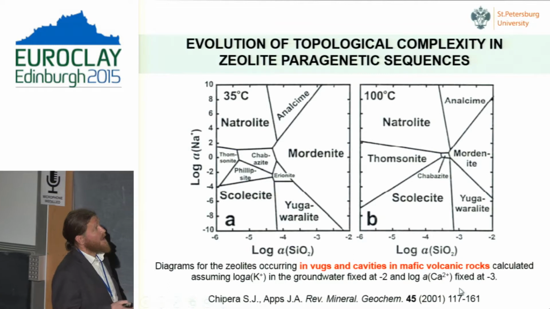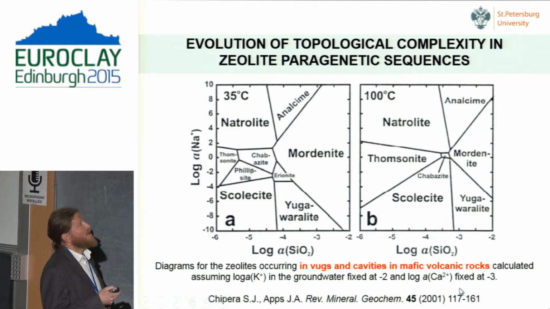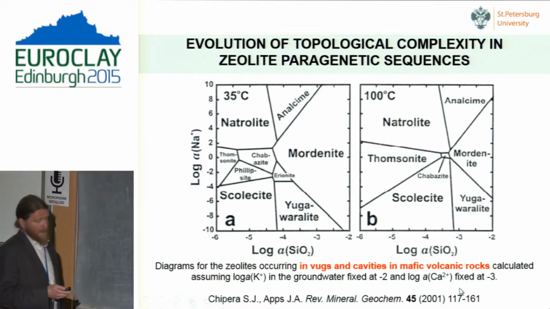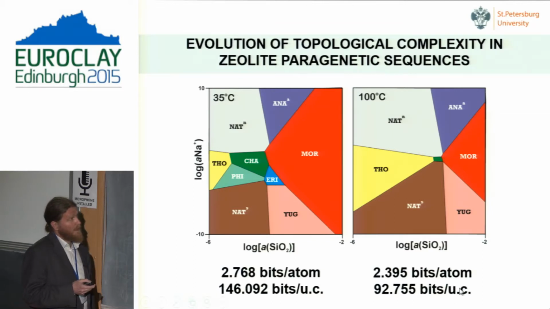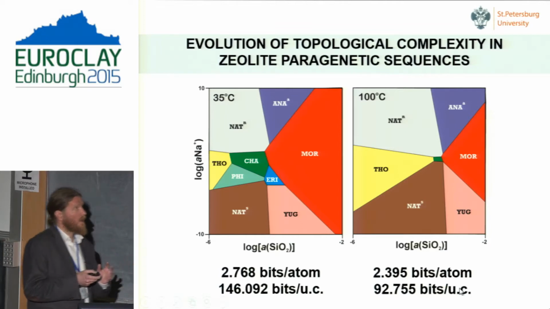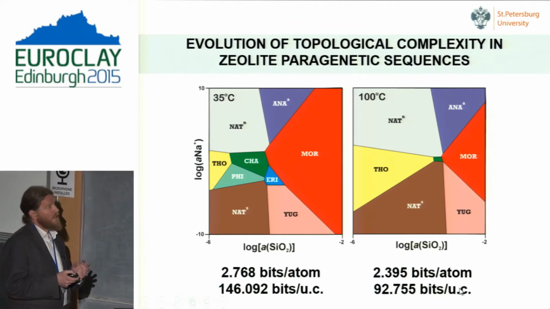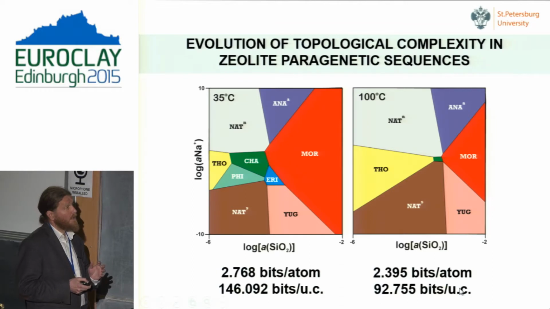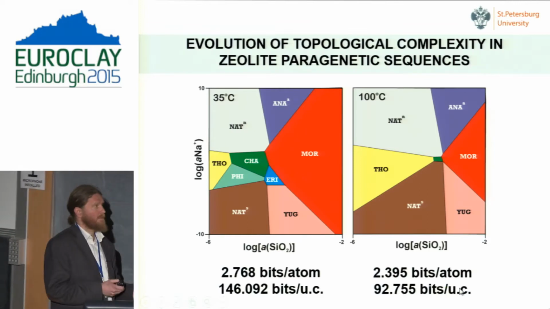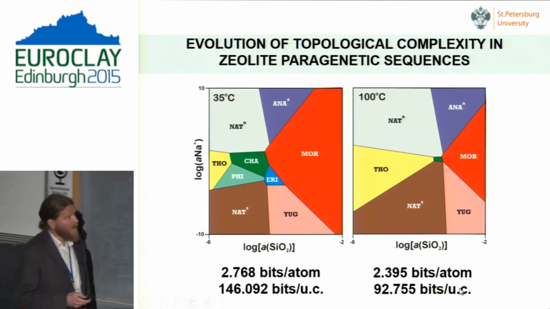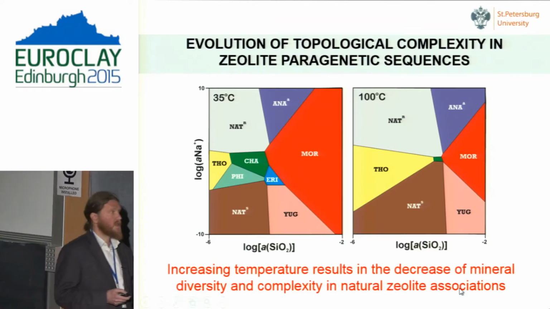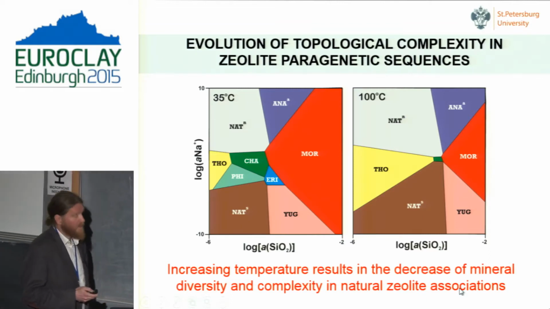And again, in this case, these authors calculated diagrams for two different temperatures. These are 35 degrees and 100 degrees Celsius. We can again use this idea to calculate the average structural complexity for these sections of phase diagrams, and we again have a decrease of complexity and decrease of information with increasing temperature. So increasing temperature results in the decrease of both mineral diversity and also complexity in natural zeolite associations.